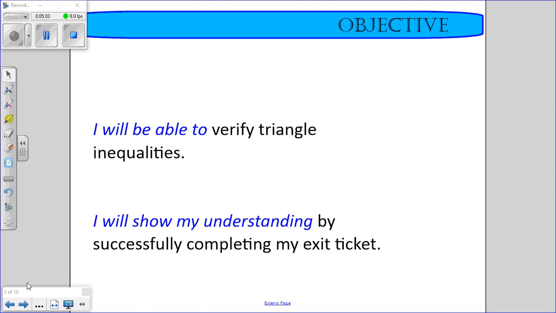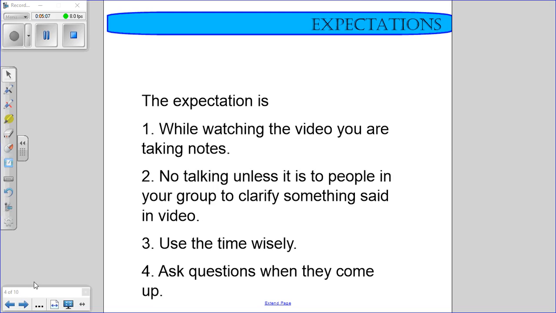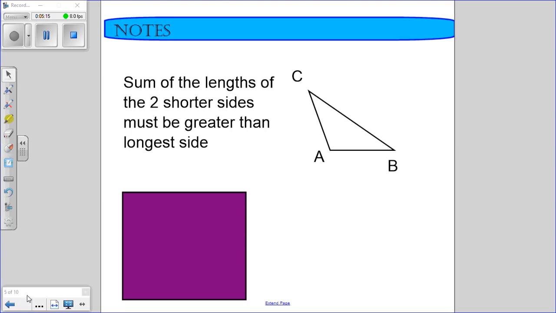All right, after today's lesson, you'll be able to verify triangle inequalities. Our expectations are the same as they were last time. You need to be watching this video and taking notes. All right, so our triangle inequality theorem states that the sum of the lengths of the two shorter sides must be greater than the longest side.